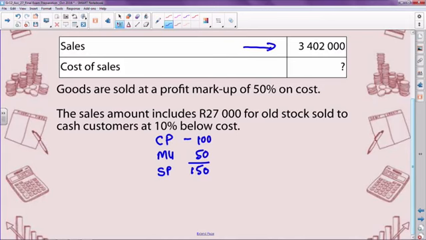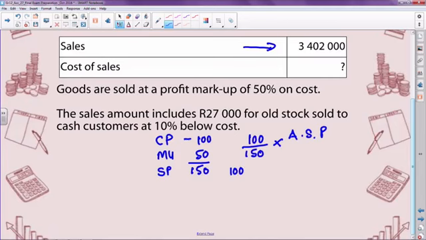Clear? Remember what we said. The amount that you want to calculate must always be on top, not inside, on top. 100 over my selling price, which is 150, times the actual selling price. And you want an easy way to remember that, don't you? So, ASP, that stands for Ashraf Patel. Aha, easy way to remember it, isn't it? So, 100 over 150 times the actual selling price is 3,402,000.